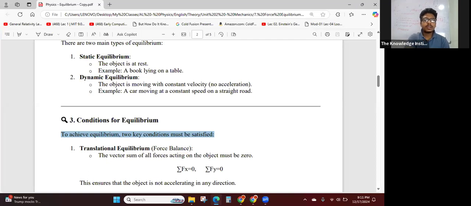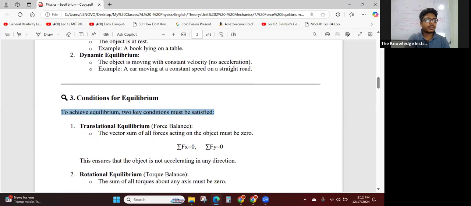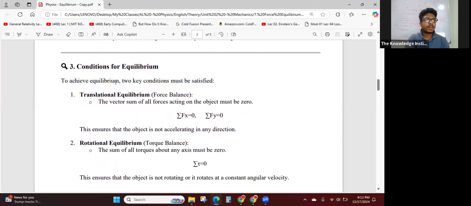Okay. All right. So the conditions for equilibrium. To achieve equilibrium, key conditions must be satisfied. So the first condition is the resultant force must be zero. That means to achieve a translational equilibrium. Now, what is the meaning of translational motion?